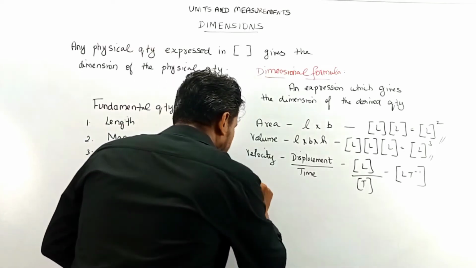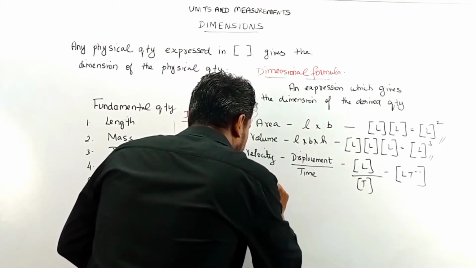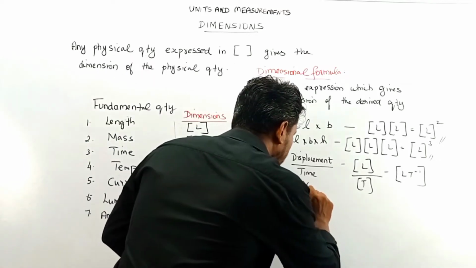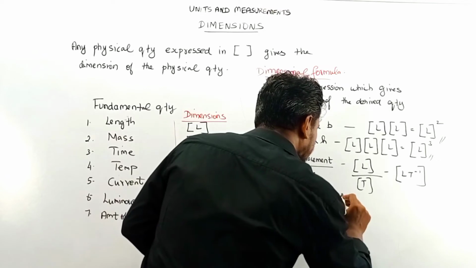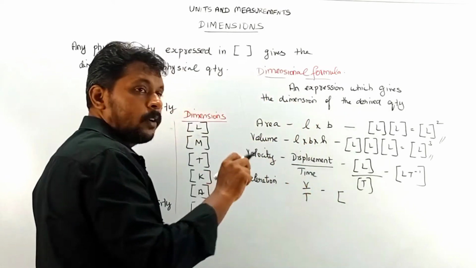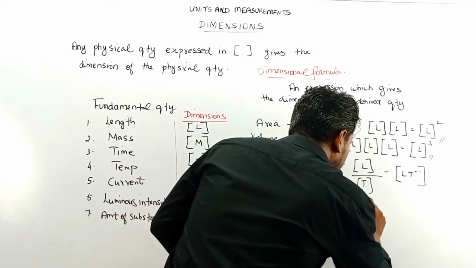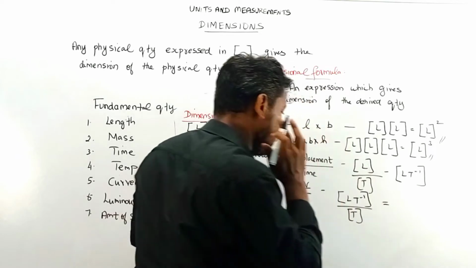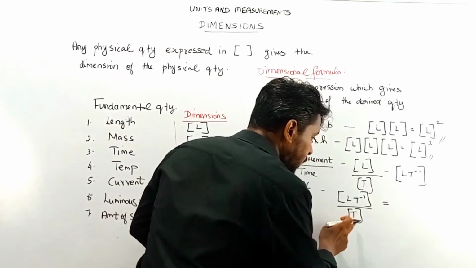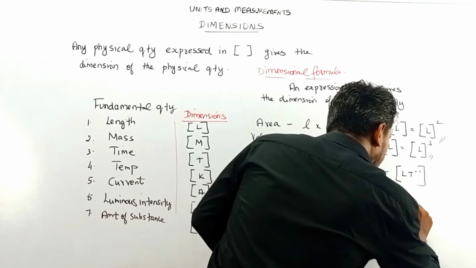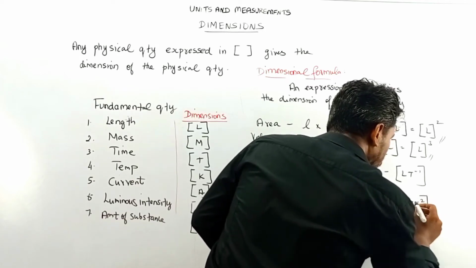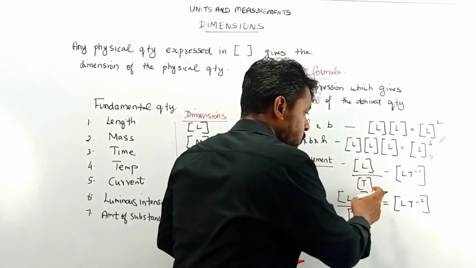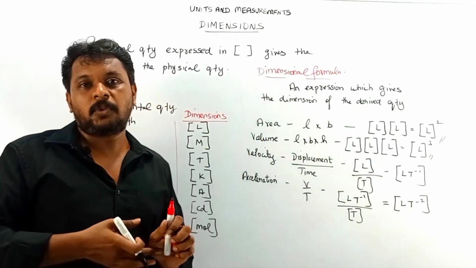Similarly, acceleration. What is the formula for acceleration? Velocity by time. You know the velocity dimension already, it is L T power minus 1, divided by T. Taking this T to the numerator, it can be written as L T power minus 2, because T power minus 1 and another minus 1 becomes T power minus 2.